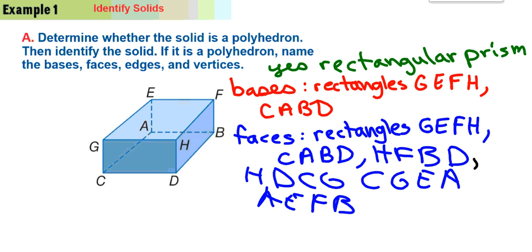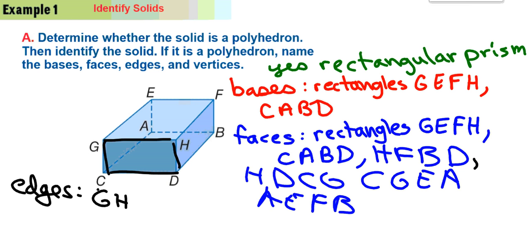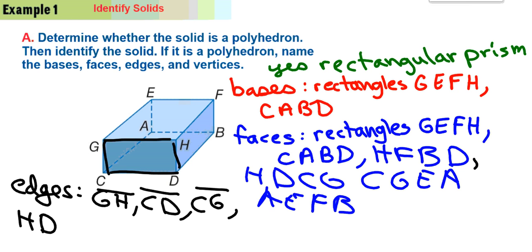And so the next thing is edges. And so tell me any 4 edges on there. Okay, segment, segment, segment, segment. Okay, and segment GH, segment CD, segment CG, and segment HD. Okay, tell me another set of four.